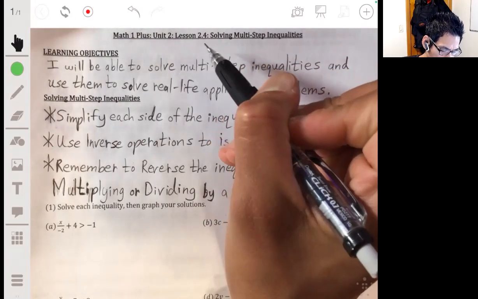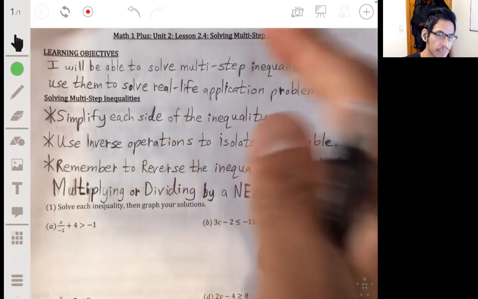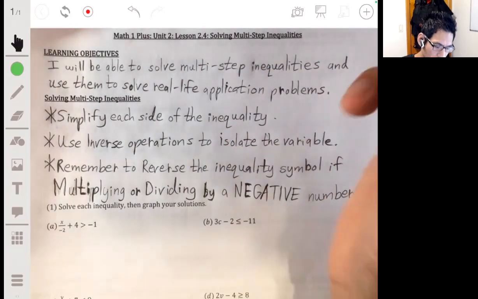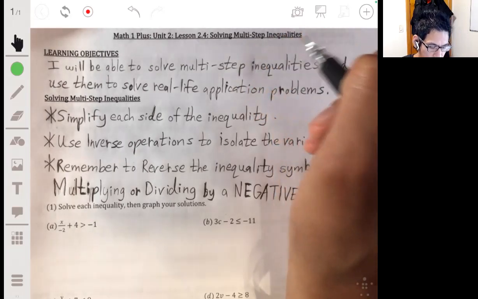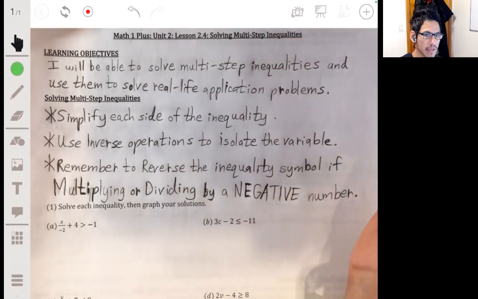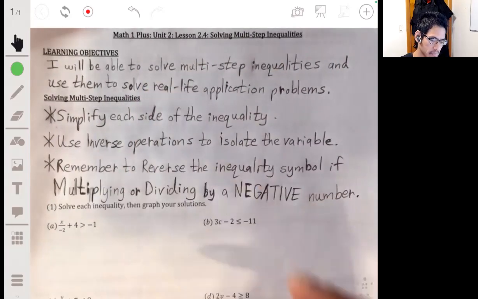Okay, we're going to go over how we solve inequalities that have more than one step. That's why you see this word multi-step. So inequalities that have multiple steps. And we're going to look at some real life application problems.